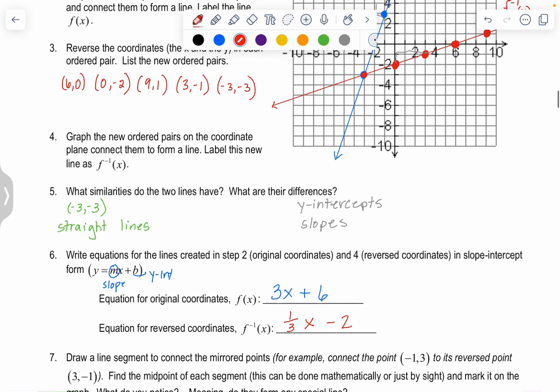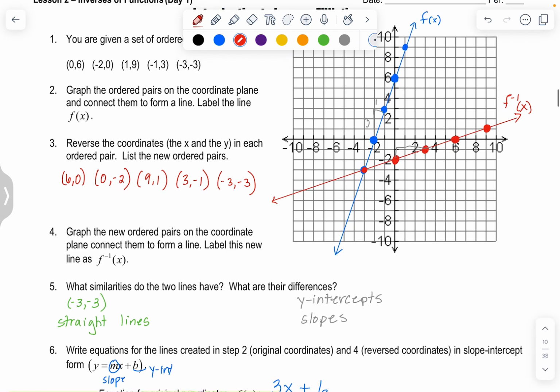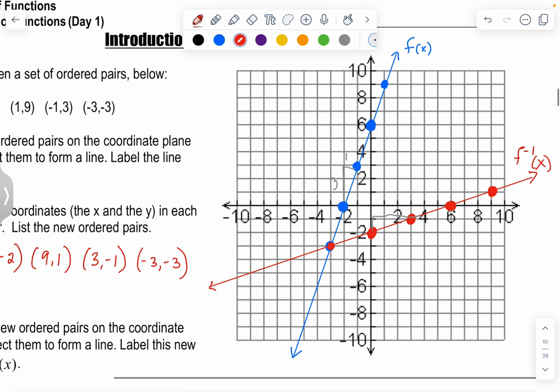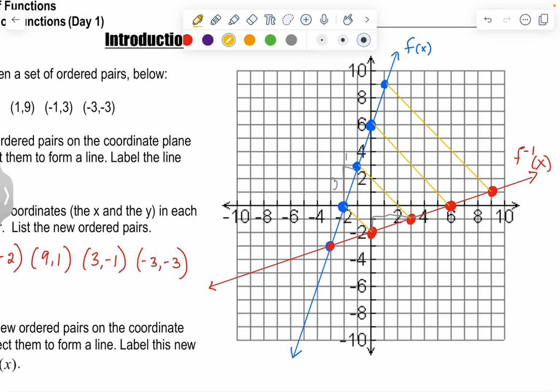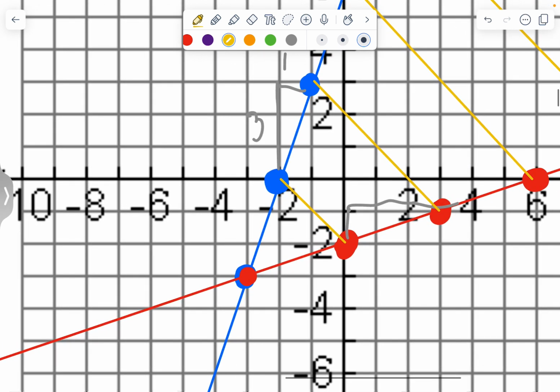Now it wants me to draw a line segment to connect the mirrored points. Here are my mirrored points, and I'm going to do yellow here. When I connect these two mirrored points there, then connect those two mirrored points there, then connect those two mirrored points there, and these two mirrored points there. So I've connected the mirrored points, and then it wants me to find the midpoint of each of these segments. I'm going to zoom in for you so you can see this.